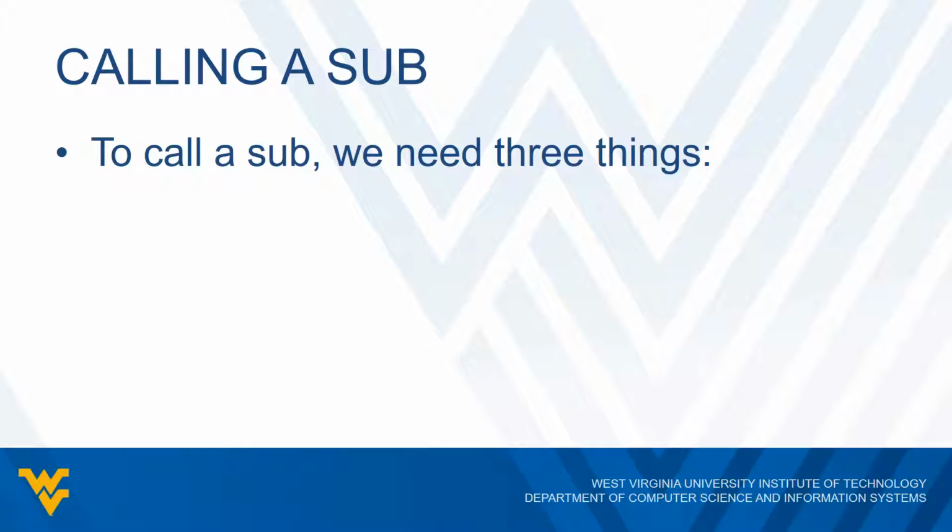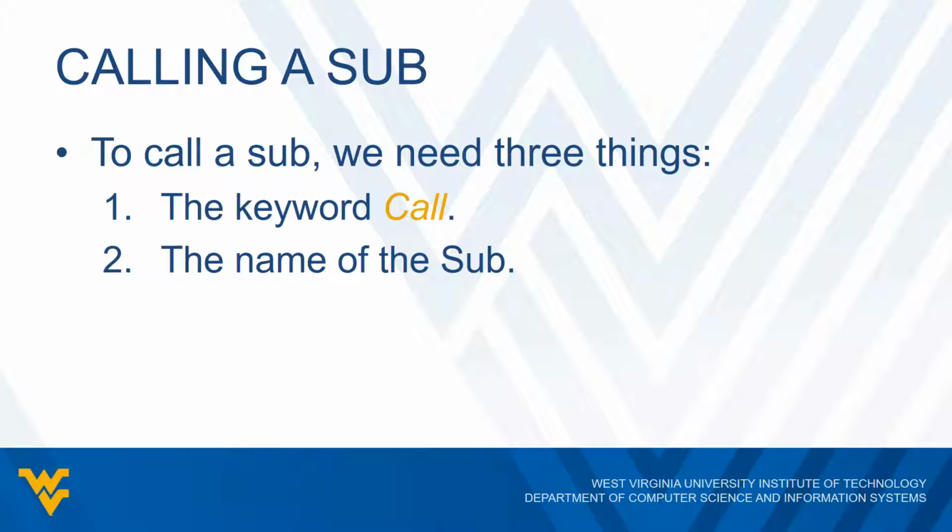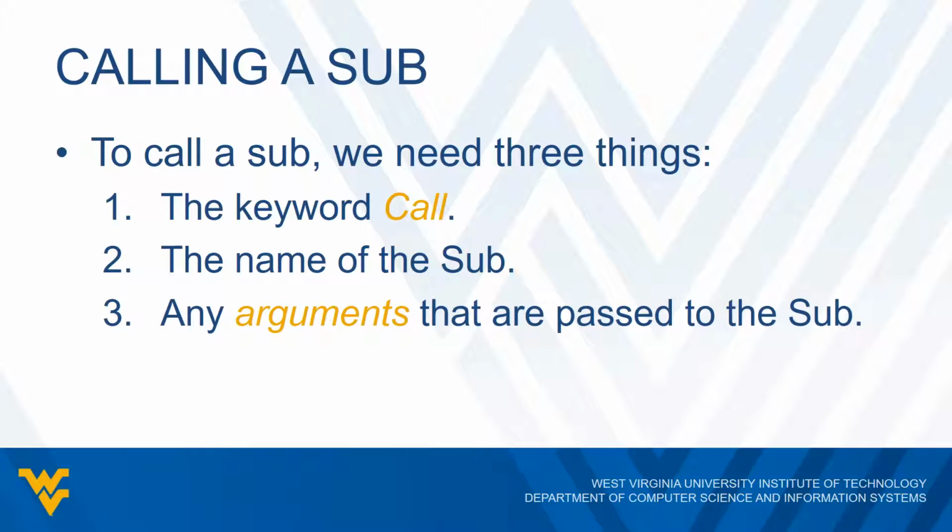Well, to make this work in Visual Basic, we need three things. The first thing we need is the keyword Call. This is unique to Visual Basic. Other programming languages do not require the word Call, but here we have to include the word Call. The rest of it is similar to other programming languages. We next need the name of the sub. If we're going to call a sub, we need to know which one we're calling. So we need the name of the sub, and then we would have our pair of parentheses, and then we would have any arguments that would be passed to the sub.